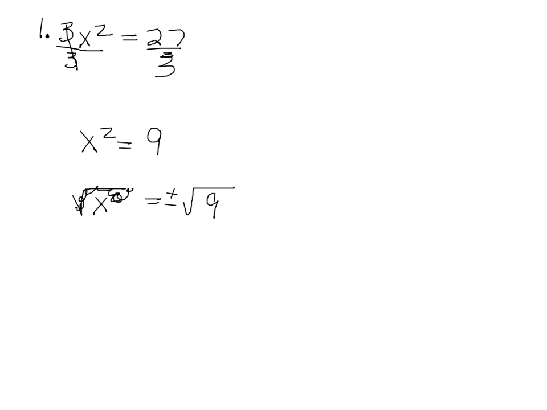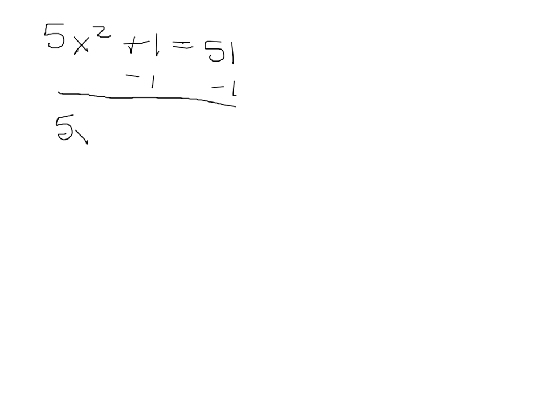And so the square and the square root cancel, and I get x equals plus or minus the square root of 9, which is 3. Now if I list these solutions out, it's 3 and minus 3. Okay, so that's the answer.